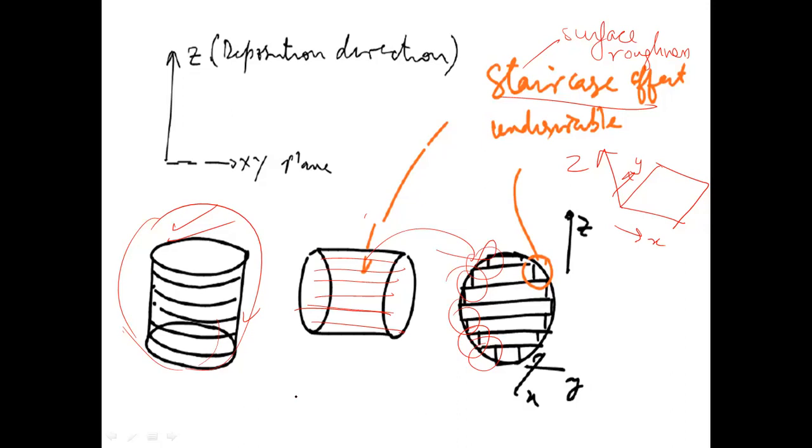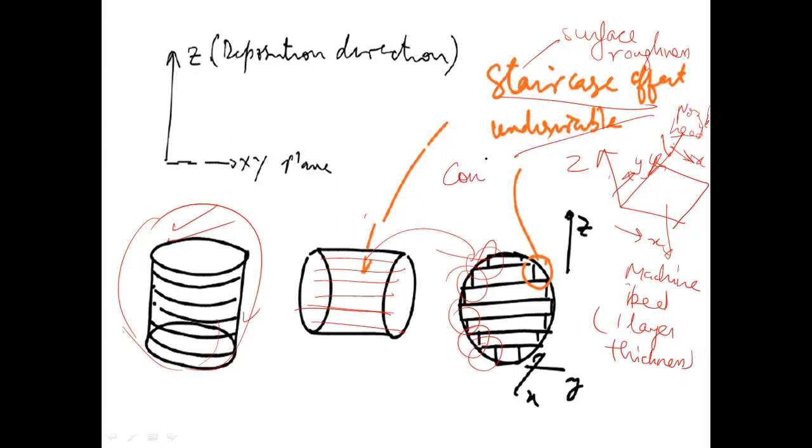Now, this is your nozzle head. This nozzle head is only going to move in XY direction, and the Z axis is going to be controlled by this machine bed, which is going to move by 1 layer thickness. And what will the nozzle head do? It will basically contour your contour, 2-dimensional.